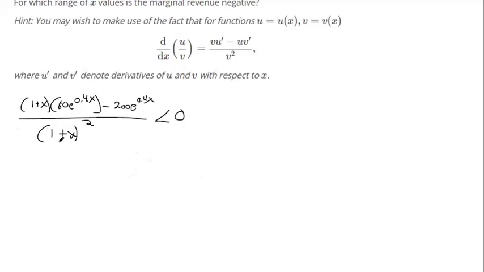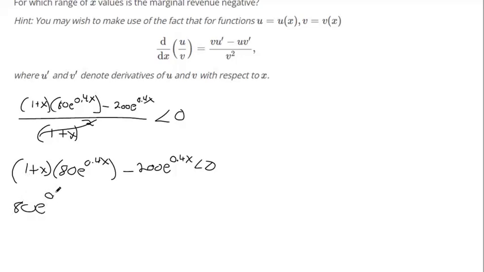So to solve this inequality, you multiply 1 plus x squared to both sides. But that's going to make it cancel out here like we wanted because we want to get rid of the denominator. That makes 0 over here. So we're left with 1 plus x times 80 e to the 0.4x minus 200 e to the 0.4x. That needs to be less than 0. So let's distribute. 80 times 1 is 80, and all that other stuff that came with it. And then x times all this stuff, that makes 80x e to the 0.4x.